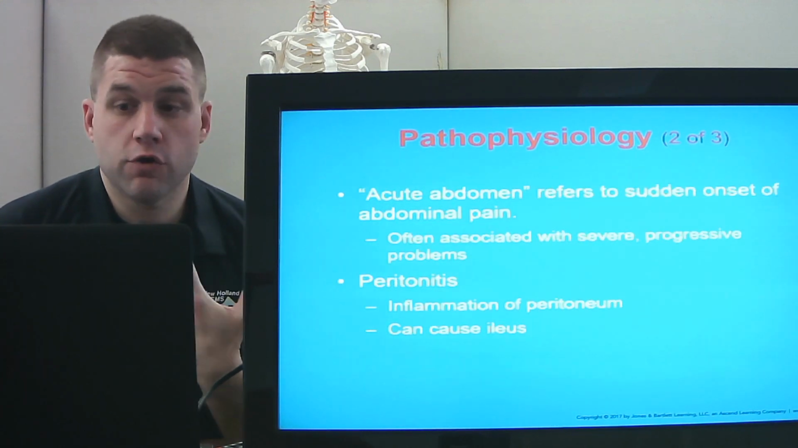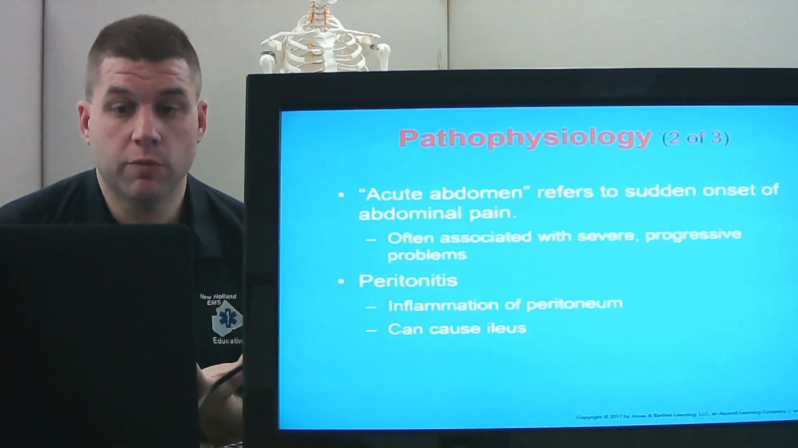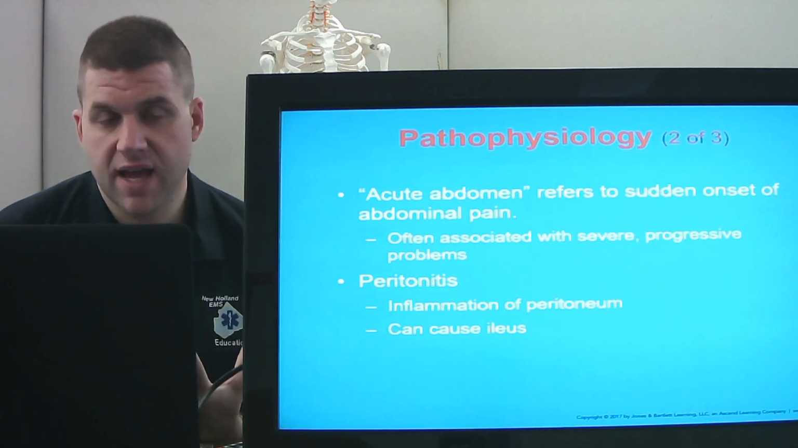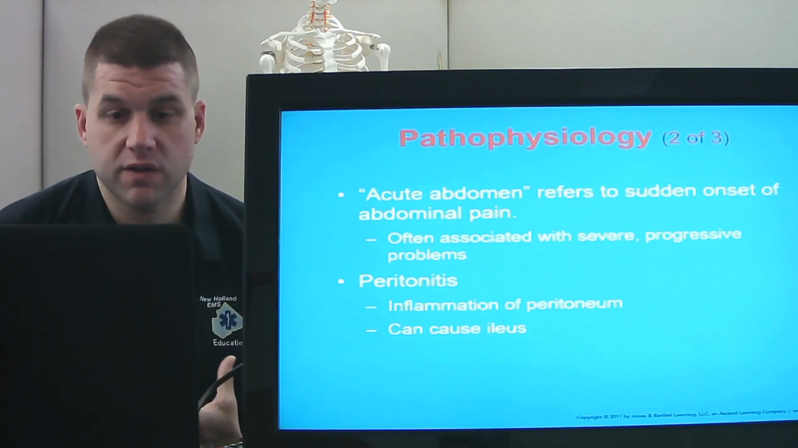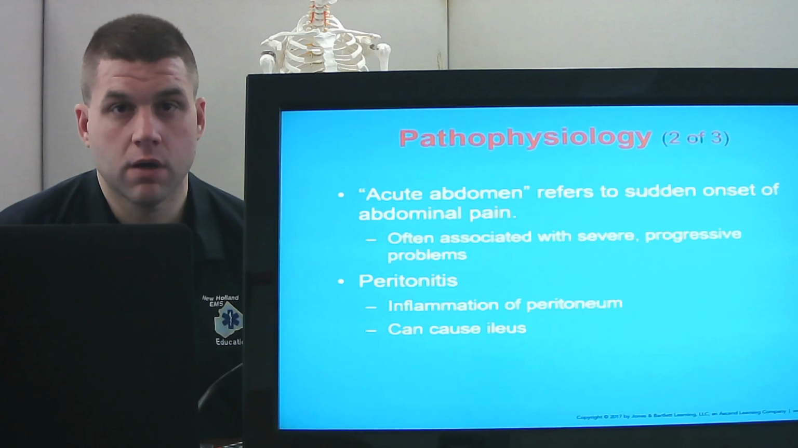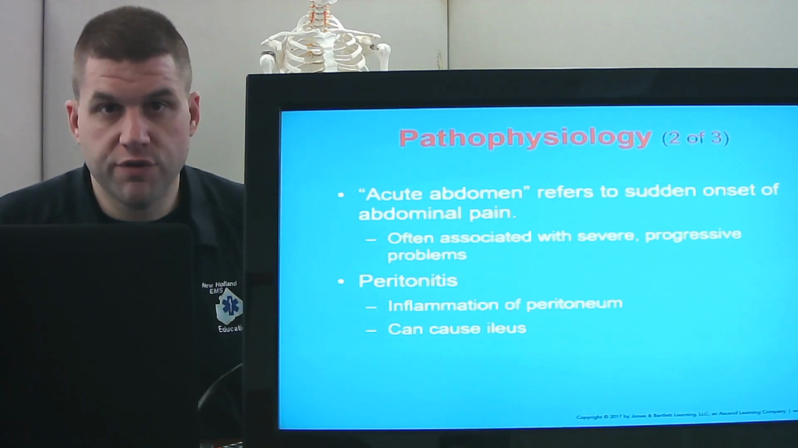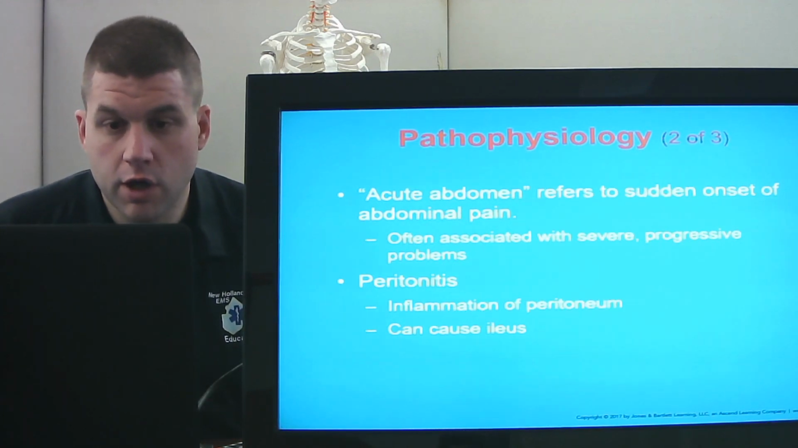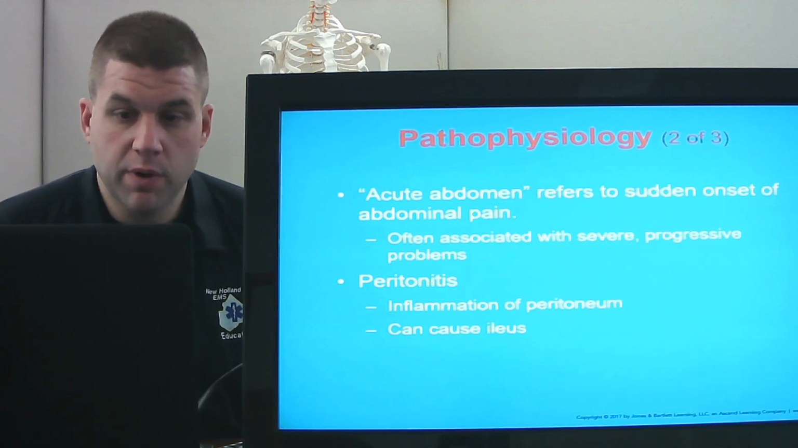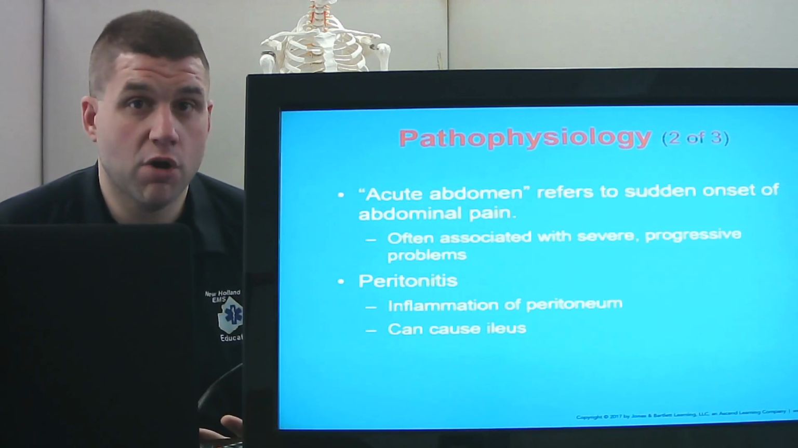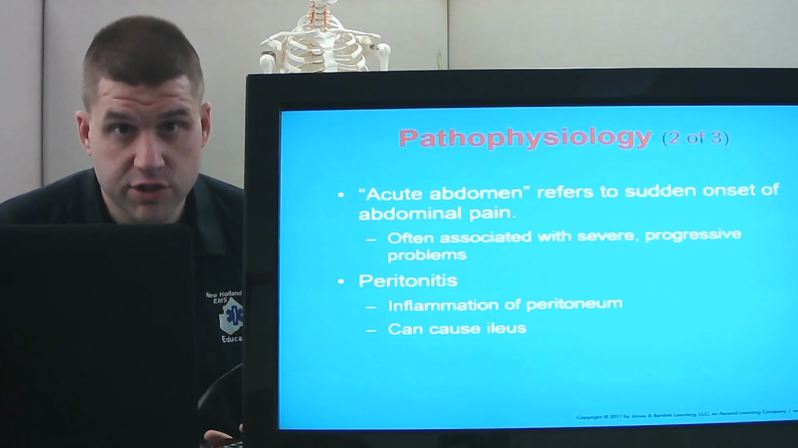Acute abdomen refers to the sudden onset of abdominal pain. So we would say that anytime somebody has abdominal pain and it just came on suddenly, that they have an acute abdomen. Oftentimes we don't know what's going on with acute abdominal pain, but it's often associated with severe progressive problems. An infection is a big one.